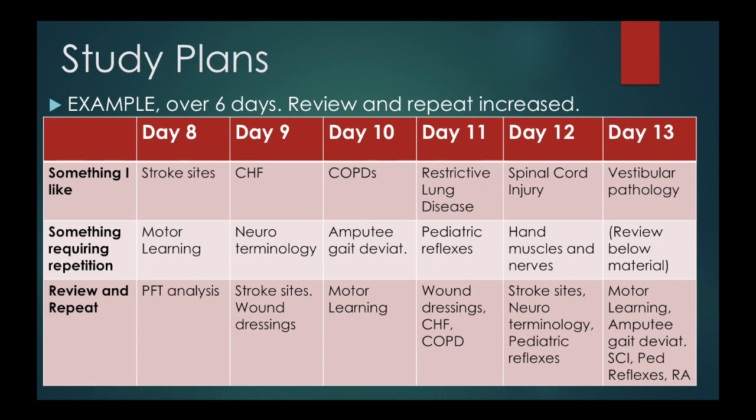So the next one is an example over 6 days during your second week of studying, between day 8 and day 13. So again, I was sticking with something I liked. As you can see, I kind of like pathology, learning about strokes, CHF, COPD, restrictive lung disease, spinal cord and vestibular. And I was still putting something new every day at this point for something that required a lot of repetition: motor learning, the different stages, I kind of forgot that from school. Neuroterminology, all the agnosias and all that stuff. Amputee gait deviations were something I knew would require a lot of repetitions.